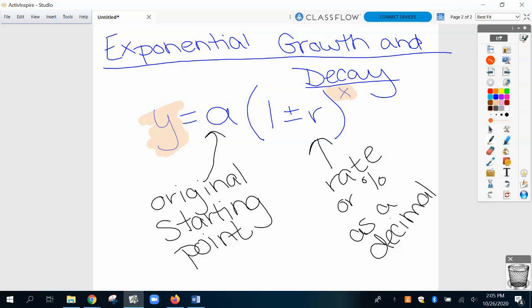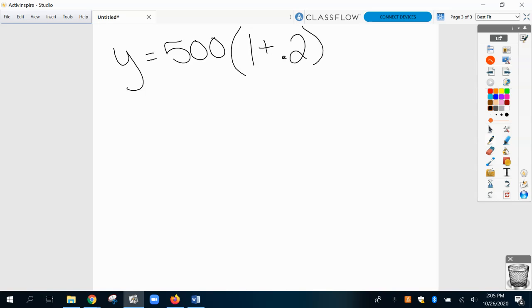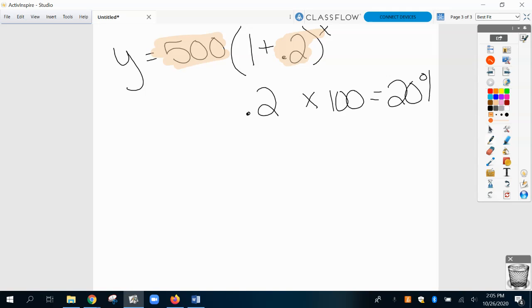Okay, so for example, let's say we have an equation that says y equals 500 times 1 plus 0.2 all to the x. Okay, this tells us that our original value or our starting value is 500 and that our rate, okay, is 0.2 as a decimal. But remember, to turn a decimal into a percent, we are going to multiply that times 100 and it will be 20%. So we have a rate of 20% happening and an original value of 500.